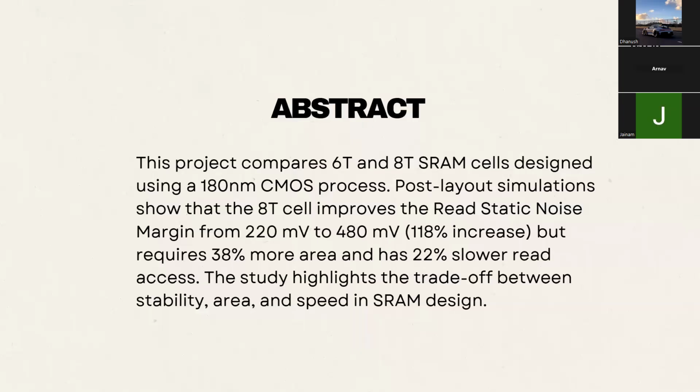So overall, the 8T design offers better stability and read reliability, while the 6T remains more efficient in area and speed. This comparison helps us understand the trade-offs that exist when optimizing SRAM for real-world applications. Let us start with the introduction.